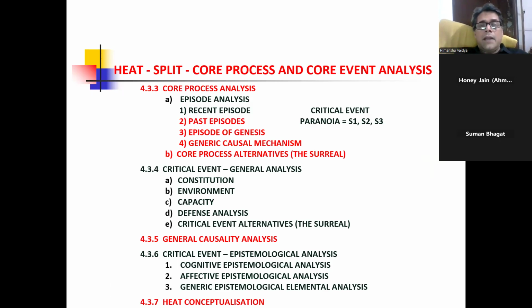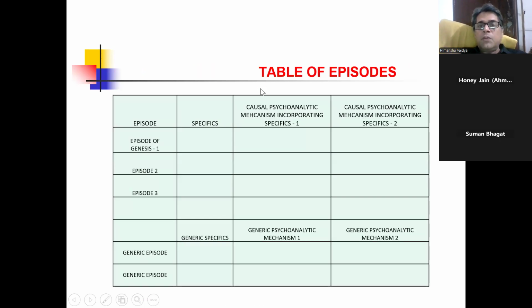So this is the entire detailed way we analyze a case in heat. We do the core process analysis, critical event analysis, general causality analysis of the critical event, epistemological analysis of the critical event, and lastly, we use the model of the mind of heat to find out how functionally the trauma would have happened in the mind. So in core process analysis, what we do is, first we do the episode analysis.